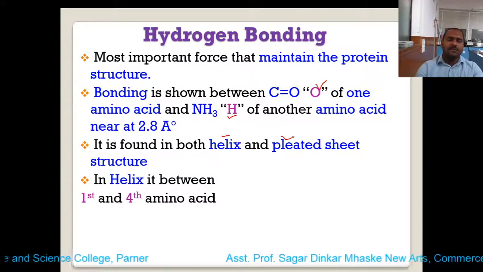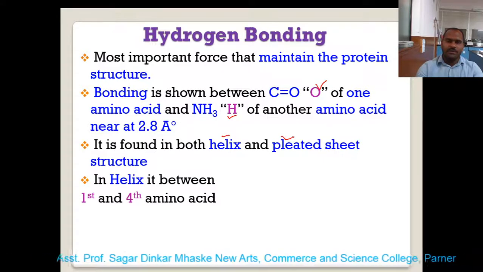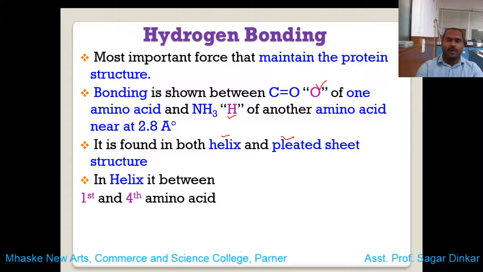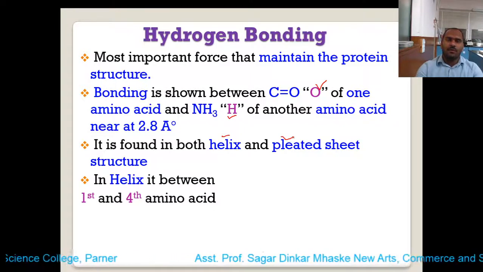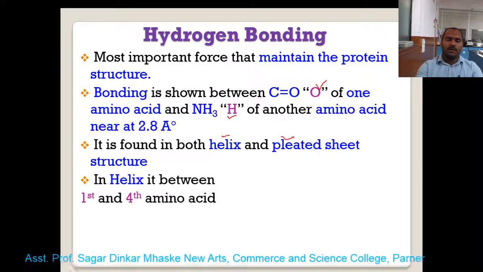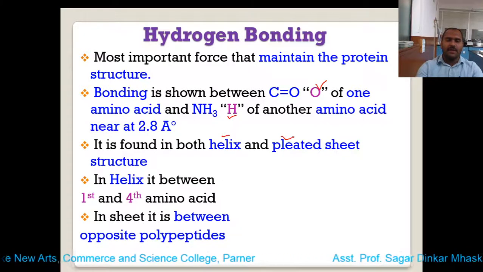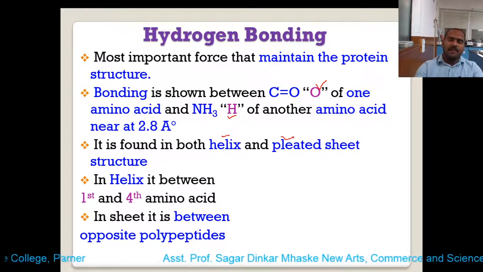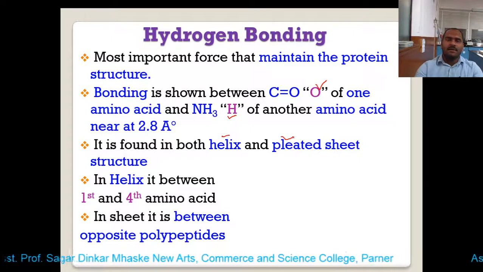In the helix, it is between the first and the fourth amino acid. The carbonyl oxygen of the first amino acid shows hydrogen bonding with the amino group hydrogen of the fourth amino acid. It continues in this manner: first and fourth, then second and fifth, then third and sixth, and so on. This gives extensive stabilization of the helical structure. And in the sheet structure, it is between opposite polypeptides. If they run in the same direction, it is called parallel, and if in the opposite direction, it is called anti-parallel.